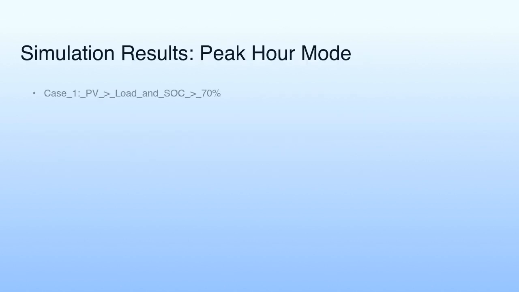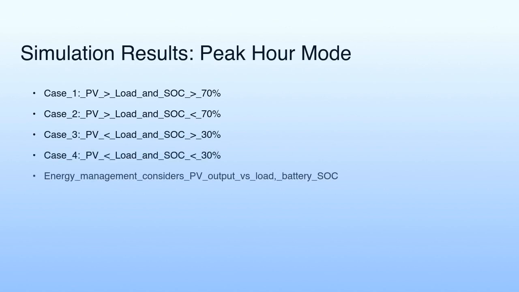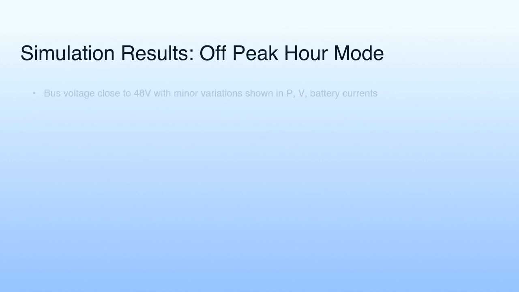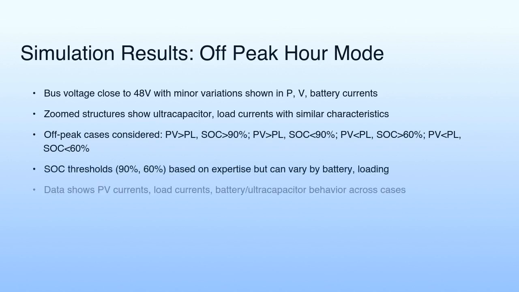During peak hours, the energy management considers factors like PV output versus load and battery state of charge, with different cases explored based on the relationship between PV output, load, and battery SOC. In off-peak hour mode, the bus voltage is maintained close to 48 V, with minor variations observed in power, voltage, and battery currents, and different cases considered based on the relationship between PV output, load, and battery SOC.